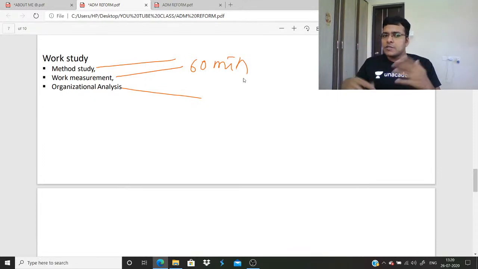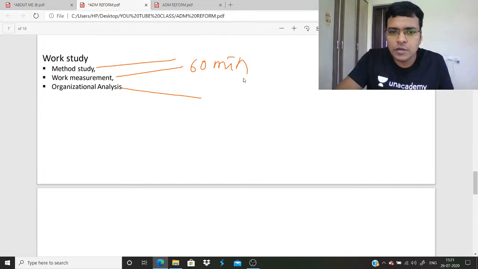Organizational analysis: you research the organization, try to find out what faults there are in the organization which lead to less productivity, and you work on that. You improve different methods to streamline the organization. This is work study. It may be a 20-mark question.